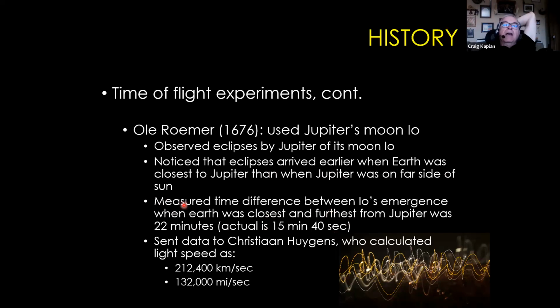He didn't actually calculate the speed of light, but he sent his data to another astronomer, Christian Huygens, who calculated light speed as 212,400 kilometers per second. Remember, the real value is slightly less than 300,000 kilometers per second, or 186,000 miles per second. But they're getting in the ballpark.